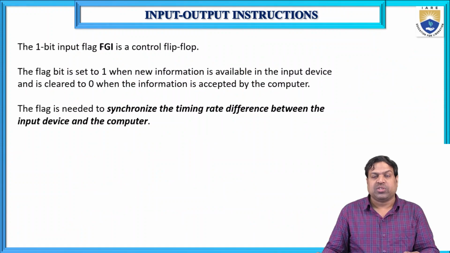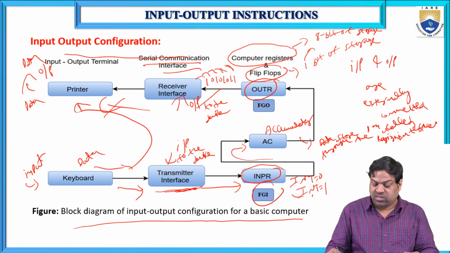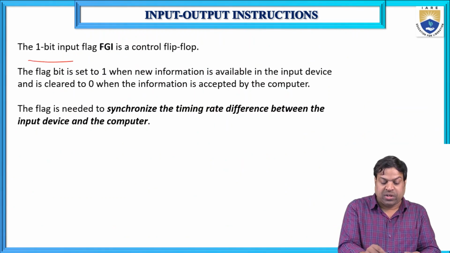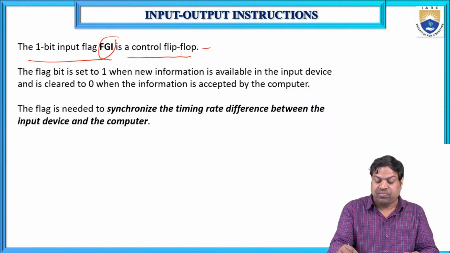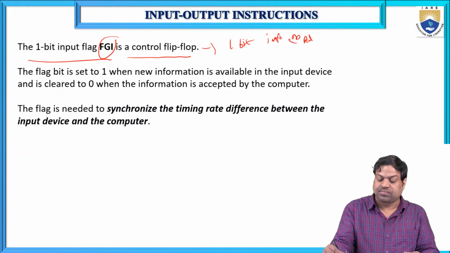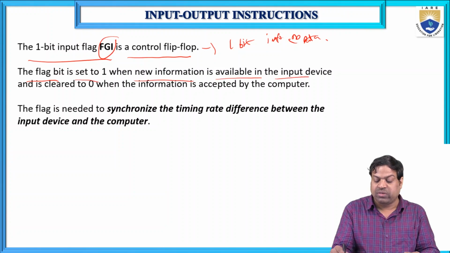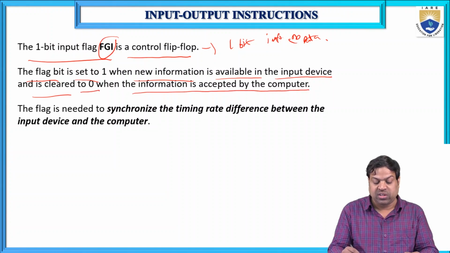Here, one bit of information, that is the flag FGI, is a control flip-flop. It is one bit of information or data. When I am using one bit of information, that is the FGI. One bit of input data is the FGI, a control flip-flop. A flip-flop is used for one bit of information or data. So the flag bit is set to 1 when new information is available in the input output devices, and cleared to 0 when the information is accepted by the computer.